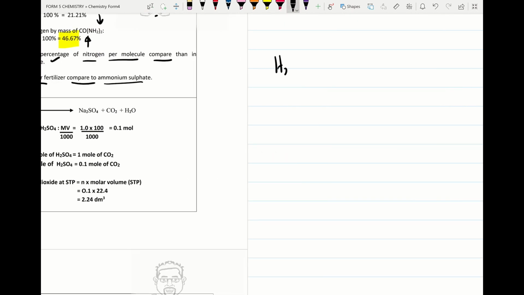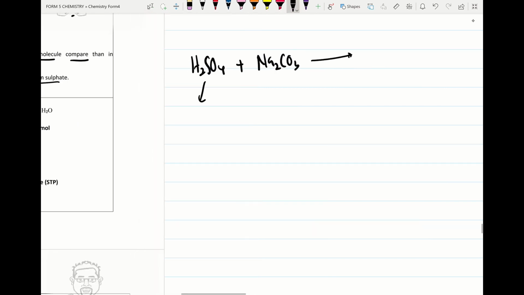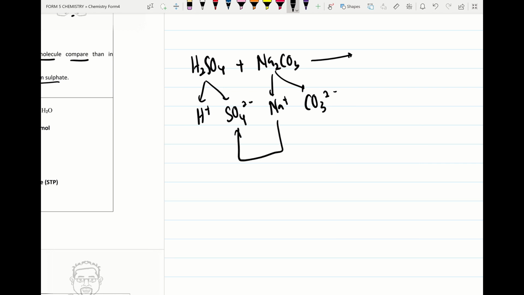I'll write here sulfuric acid. Sulfuric acid reacts with sodium carbonate. So what product will we get? We take out the hydrogen ion, the sulfate ion, the sodium ion, and the carbonate ion. During chemical reaction, sodium combines with sulfate ion, always put the cation in front of the anion. So sodium sulfate, we take the 2 and put it in front of the sodium. So we already get one product.